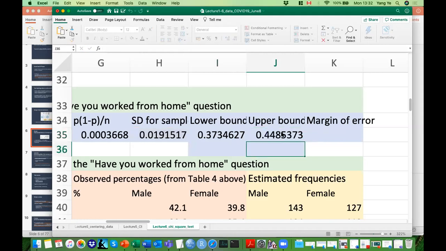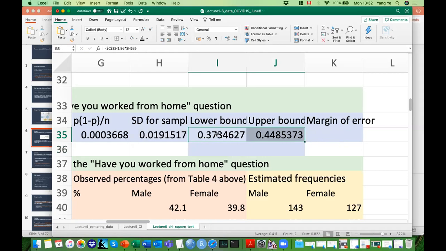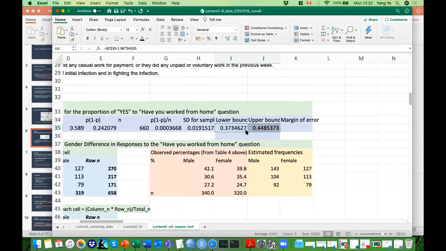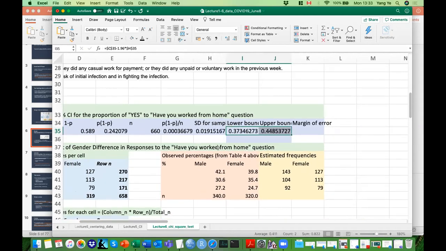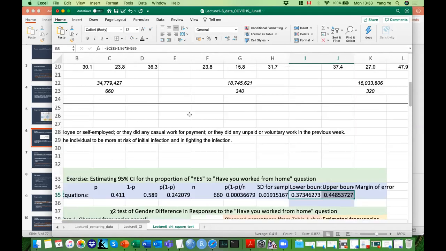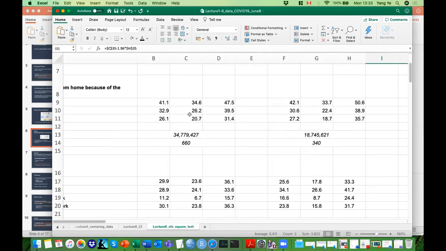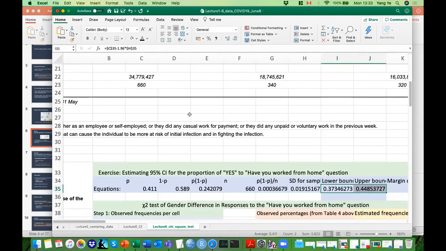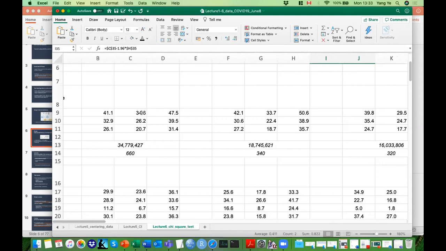Okay, so our lower and upper bounds are from 0.37 to 0.45. Now again, that means that in the entire UK population, from 37% to 45% of people would answer yes to that particular question. 37.5, 47.5. You can see that's a little bit different from their estimate.